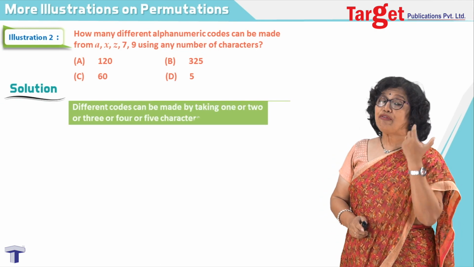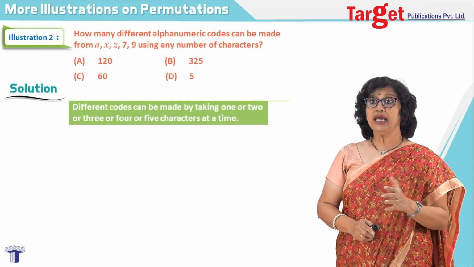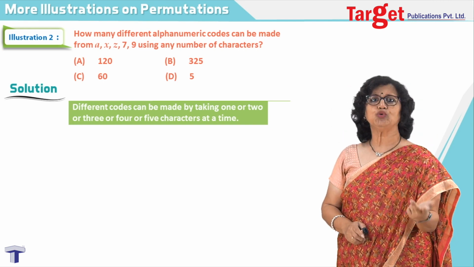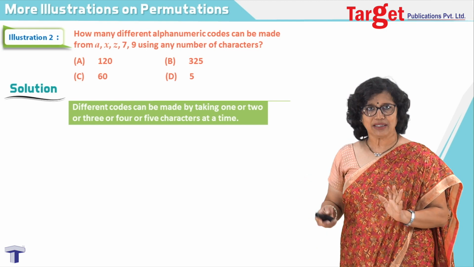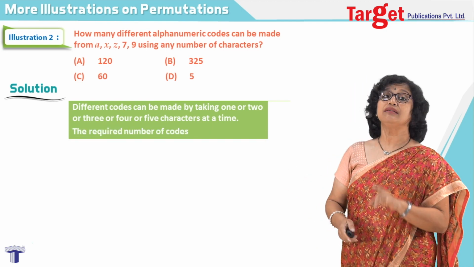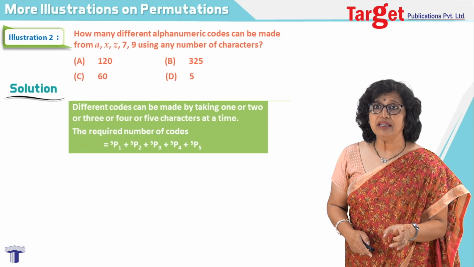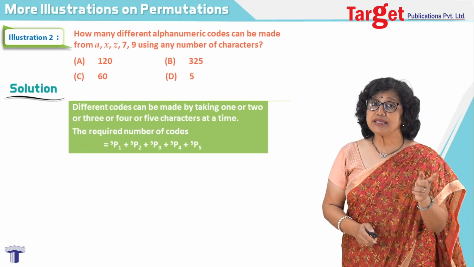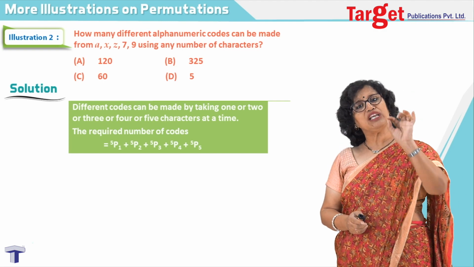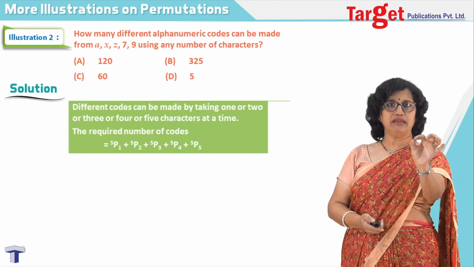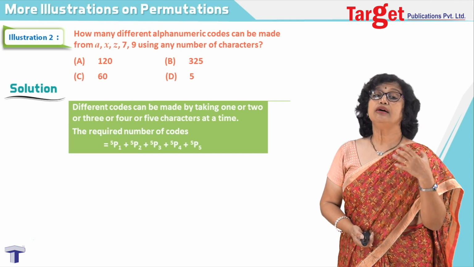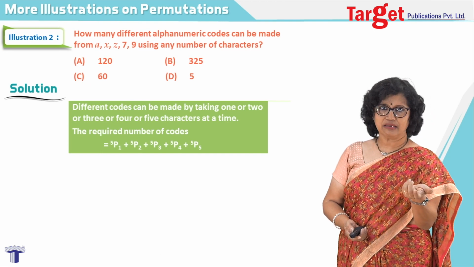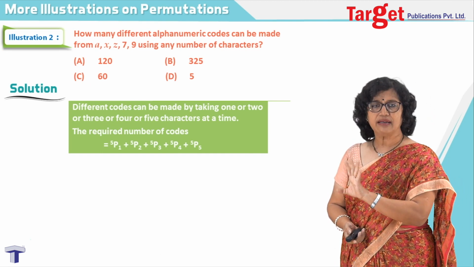Okay. So different codes can be made in how many ways? You choose only one at a time, or you choose 2, you choose 3, and then make the codes. So the required number should be 5P1 plus 5P2 plus 5P3 plus 5P4 plus 5P5. Why am I saying so? 5P1 means what? You arrange only one at a time. You take one of the options and arrange it. 5P2 means what? You have taken some 2. It could be one number and one letter, or it could be both letters, like that.